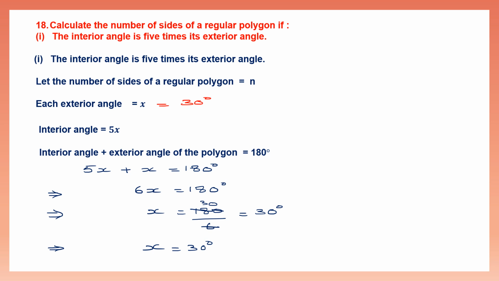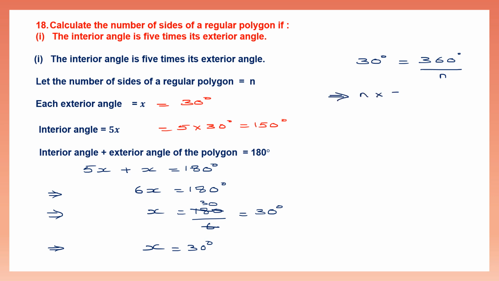That means 5 into x, 5 into 30, which is 150 degrees. Now that we know the exterior angle and the interior angle, you can use one of the formulas to find the number of sides of this polygon. And it's always easy to use the exterior angle formula because it is 360 by n. So exterior angle is 30 degrees and that is equal to 360 degrees by n, where n is the number of sides. Let's cross multiply.